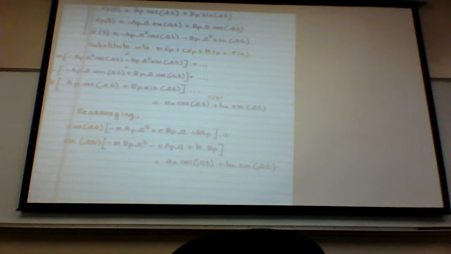Okay, so now what is the idea? Is to equate those coefficients, this long one to this one, no? Both are in cosine omega t, and the sine to this one. So let's say over here, equating coefficients for cosine omega t and sine omega t.